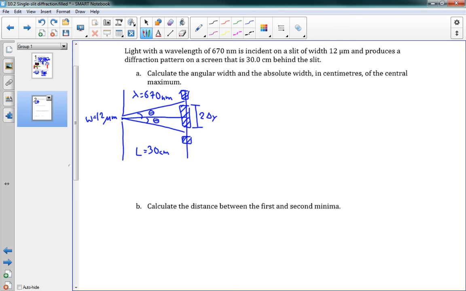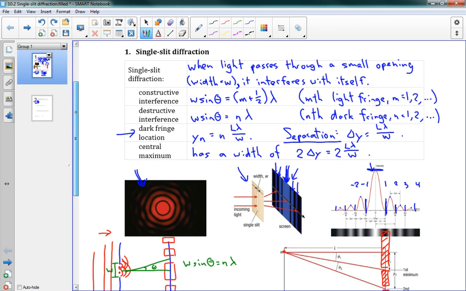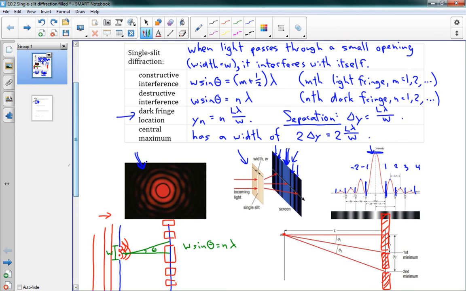Remember, delta y is the distance between dark band and dark band, or light band and light band. And that central one is twice as large, so it's 2 delta y. Good. So let's find first the angular width. We can go back to our first page and find our equation for the angle to the first dark band. Let's find the first dark band because that's going to be the edge of our large center bit. So W sine theta equals n lambda.